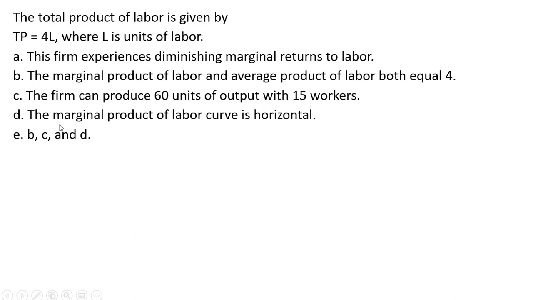Answer choice D, the marginal product of labor curve is horizontal. That is correct. Since the marginal product is constant here at 4, every time we hire 1 more worker, output always goes up by 4. The marginal product of labor curve will be horizontal at 4 units of output. So the correct answer here is answer choice E.